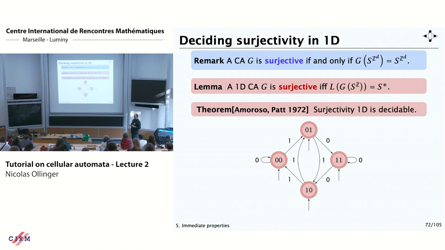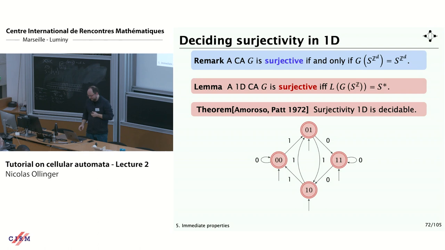Yeah, this was done by Amoroso and Patt in the early 70s. Of course, in dimension two, it doesn't work, right? Because you don't see how to go both north and east, up and down. It's complicated. So surjectivity in dimension one, no problem. Regular languages, easy. You take your tool, your automata library, and you play with that. Will they do that this afternoon? Sorry, testing surjectivity? It's possible internally, yes.